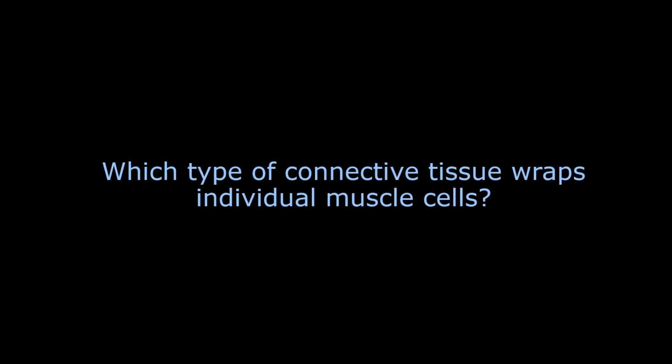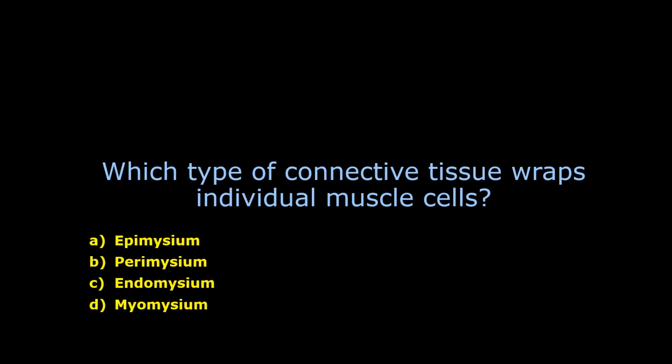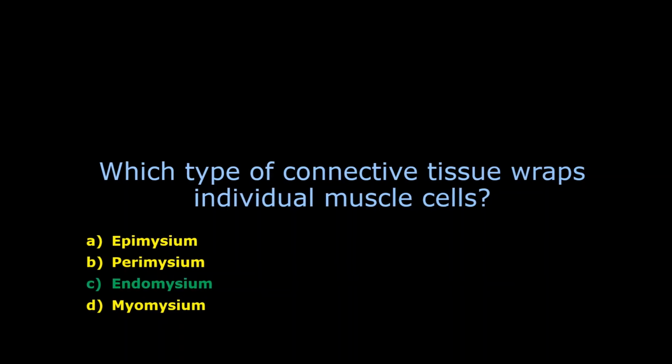Which type of connective tissue wraps individual cells? Well, epimysium wraps a muscle, perimysium wraps the fascicle, and endomysium wraps the individual cells. So that's what we're looking for. Nope, epi, peri, endo, there it is. And myomysium is a false term, it's fake. So endomysium is our winner.